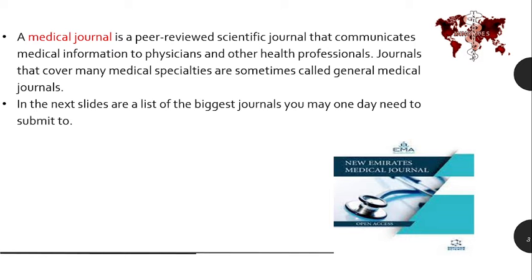Right before we start, we'd like to give you a brief idea about what a medical journal is. A medical journal is a peer-reviewed scientific journal that communicates medical information to physicians and other health professionals. Journals that cover many medical specialties are sometimes called general medical journals. In the next slides are a list of the biggest journals you may one day need to submit your research to.